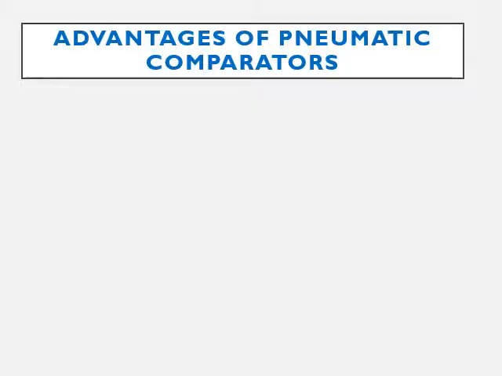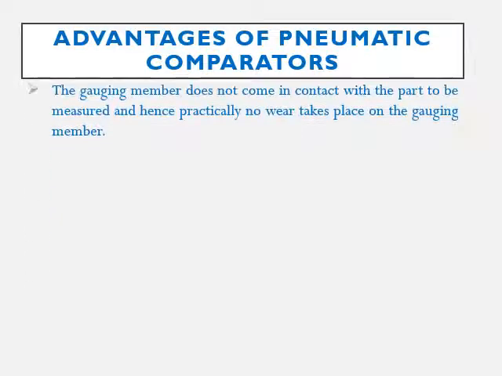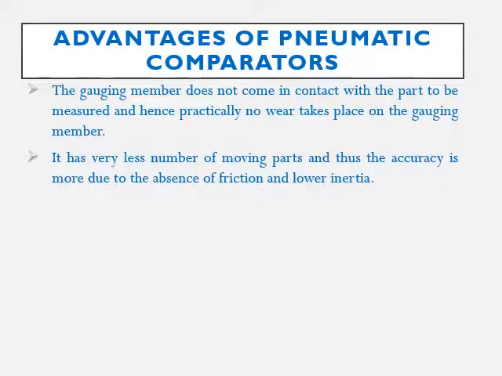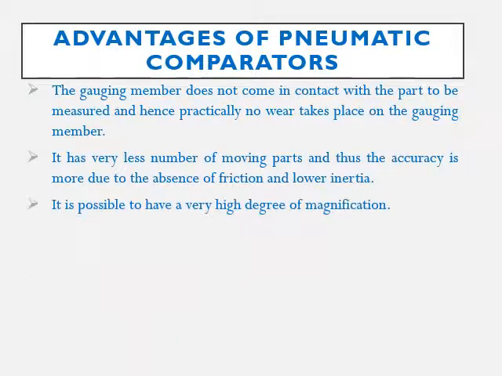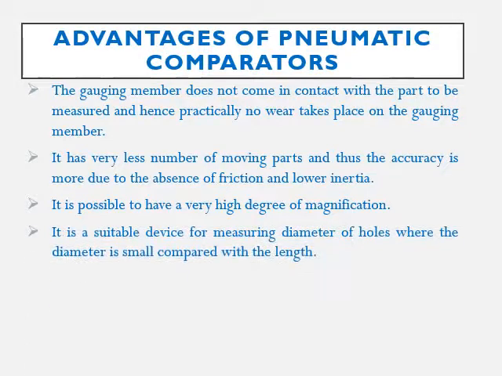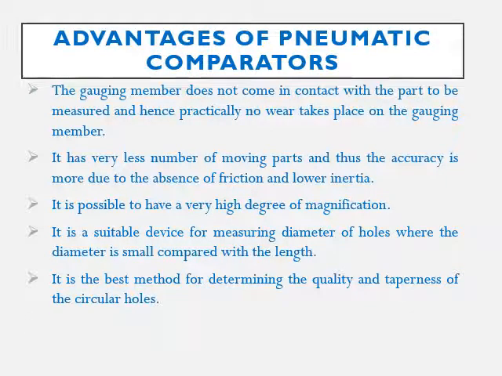The major advantages of pneumatic comparators are that the gauging member does not come in contact with the part to be measured, and hence practically no wear takes place on the gauging member. It has very few moving parts, and thus the accuracy is higher due to the absence of friction and lower inertia. It is possible to have a high degree of magnification. It is a suitable device for measuring diameters of holes where the diameter is small compared with the length. It is the best method for determining the quality and taperness of circular holes, especially for larger aspect ratio holes, and it is one of the best devices to check the diameter.